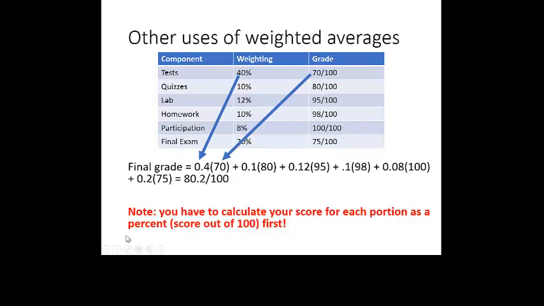So the one thing you do have to do, right, so you can use this to calculate your grade in a course, but the one thing you have to do is first calculate your score for each portion as a percent, right? So for your quizzes, how do you do that? Well, you add up all your quiz scores and divide by the total number of points, and that will give you your percent, right?